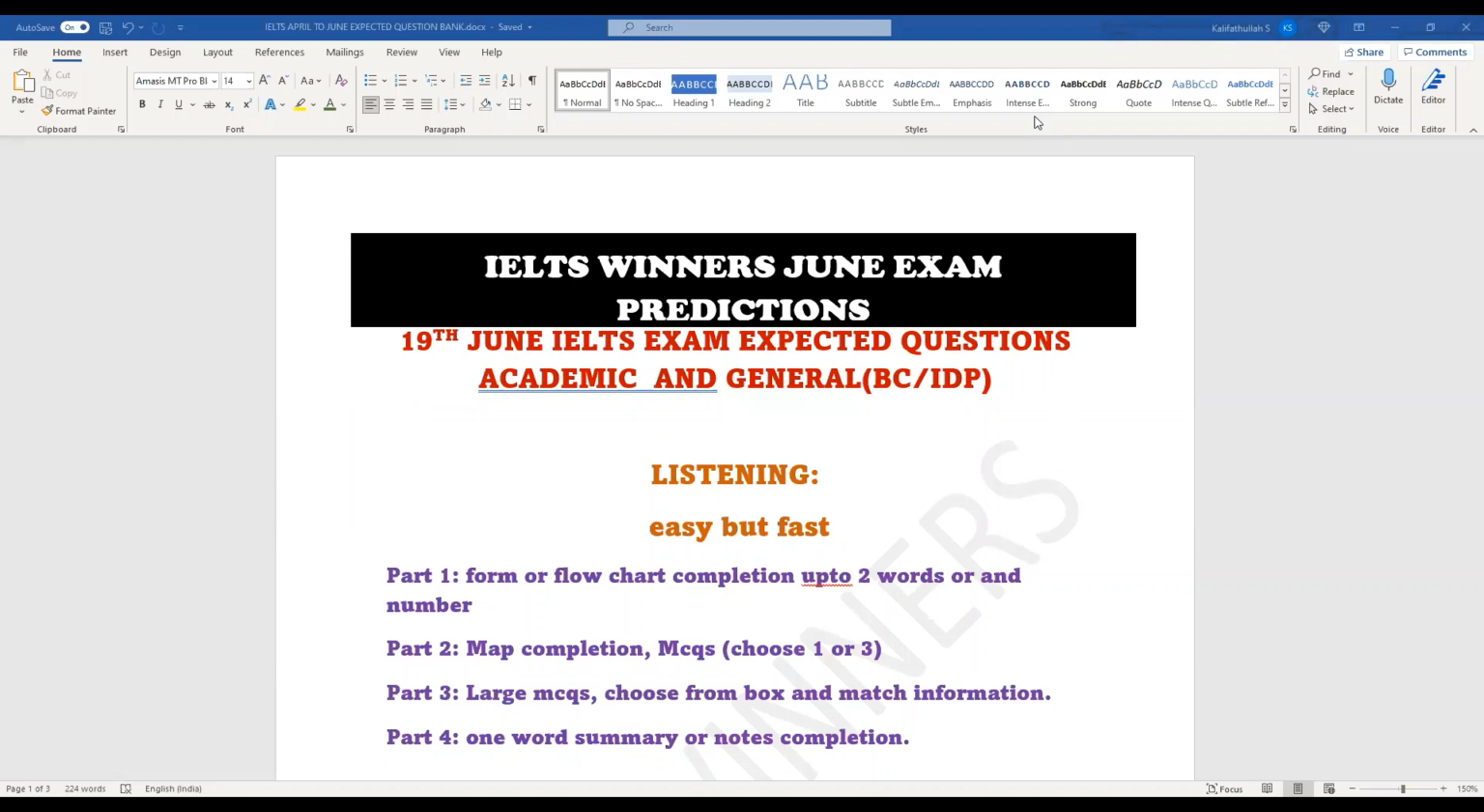That will be conducted for both academic and general. If you want to know the predictions for 12th and 17th June, do go and check it out on our channel, where we have uploaded not only the explanations of essays, but also speaking cue cards that are very important for those exams. Today, we are going to see what kind of questions we can expect in our 19th June exam, that is globally. This occurs globally, and it will be both for BC and IDP and academic and general.